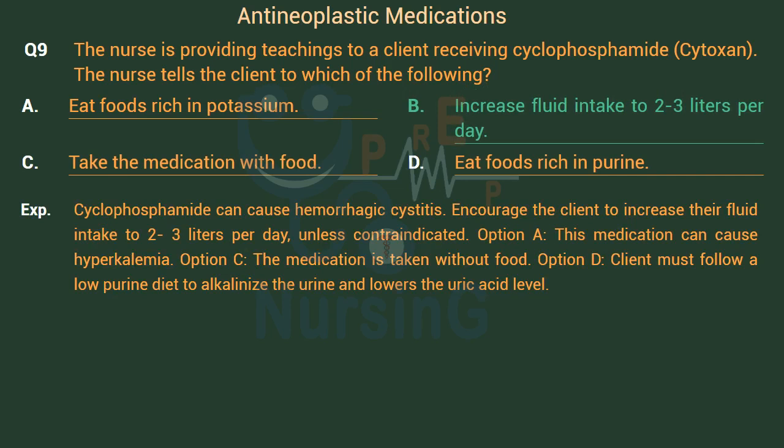Cyclophosphamide can cause hemorrhagic cystitis. Encourage the client to increase fluid intake to 2 to 3 liters per day, unless contraindicated. Option A. This medication can cause hyperkalemia. Option C. The medication is taken without food. Option D. Client must follow a low purine diet to alkalinize the urine and lower the uric acid level.